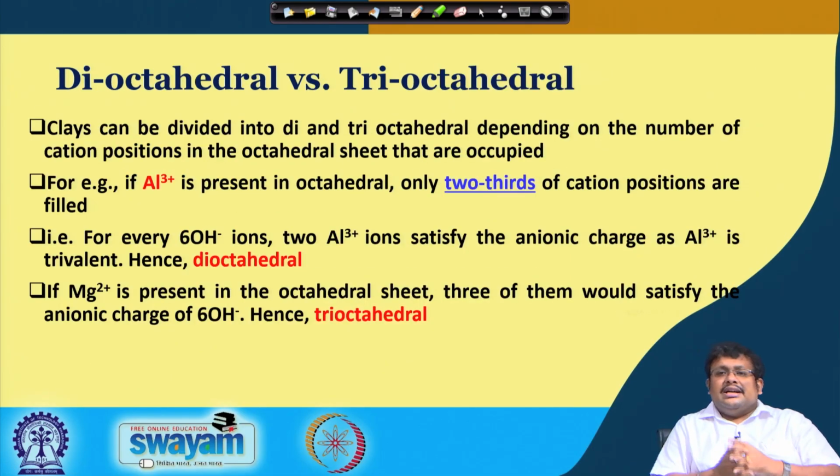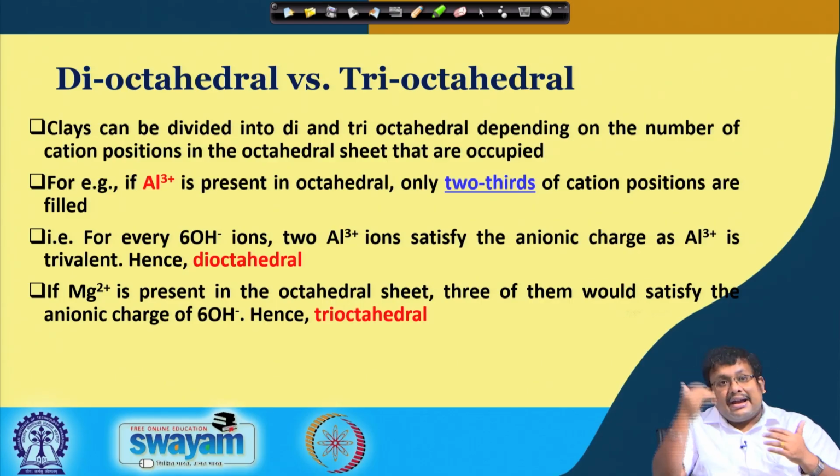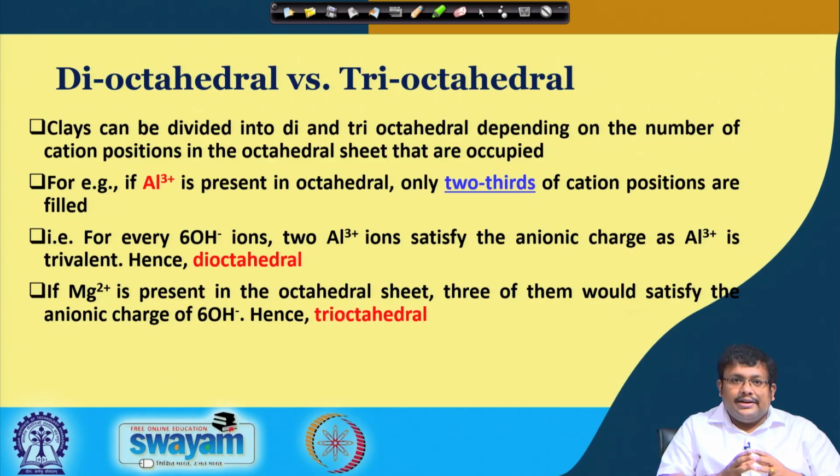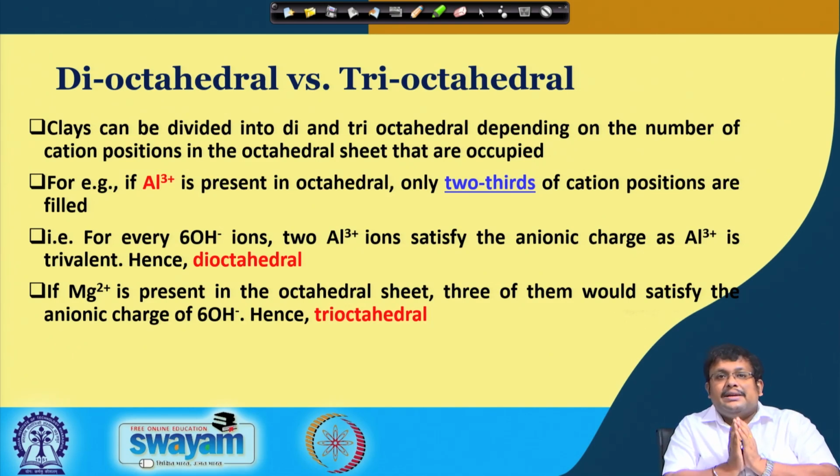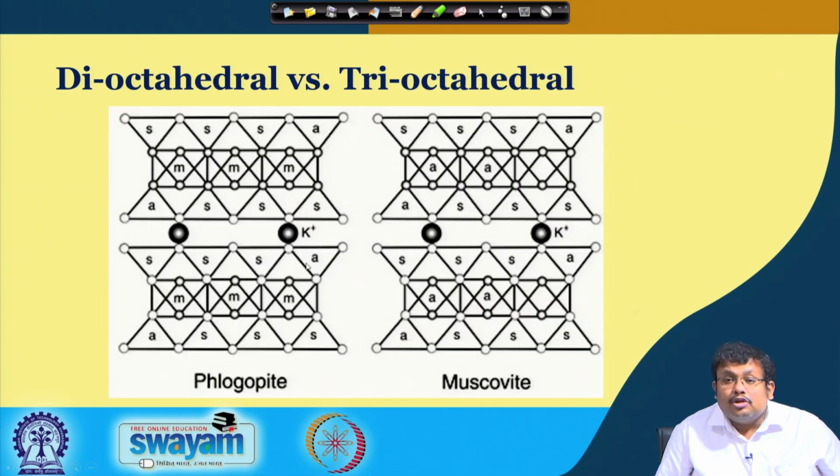So, one more thing comes into our mind while we discuss the structure of clay mineral, that is dioctahedral and trioctahedral. You will encounter these terms frequently in the coming slides while we discuss the different types of clay mineral structure. So, what is the difference? Now, remember that clays can be divided into di and trioctahedral depending on the number of cationic positions in the octahedral sheet that are occupied. For example, if aluminum is present in the octahedral sheet, only 2/3 of the cation positions are filled. If we go to the next slide, it will be more clear.